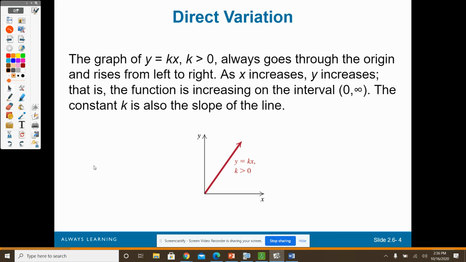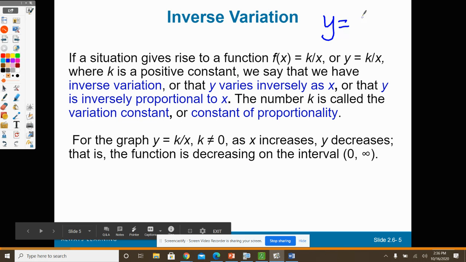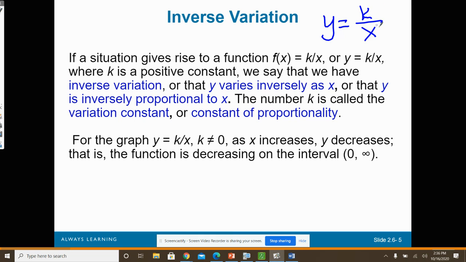So for inverse variation, the equation is y equals k over x. K is still what we call the variation constant, okay? And this is not a line. It's actually like that, a little loopy in the corner there, okay? And k has to be positive. We're going to say k is positive.